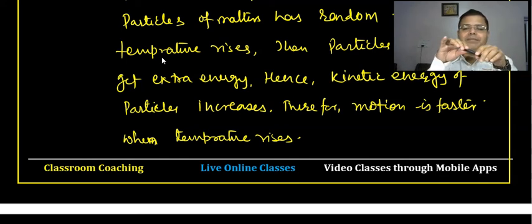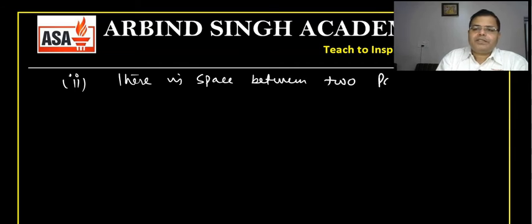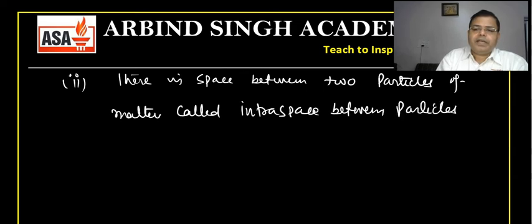So there is an interaction, an attraction between two particles, and that attraction is called force of attraction, in which they bind together. So there is a force of attraction between the particles of matter. So one thing is that there is a force of attraction, and there is a space between two particles of matter, called interspace between them. And to bind them together, there is an attraction.